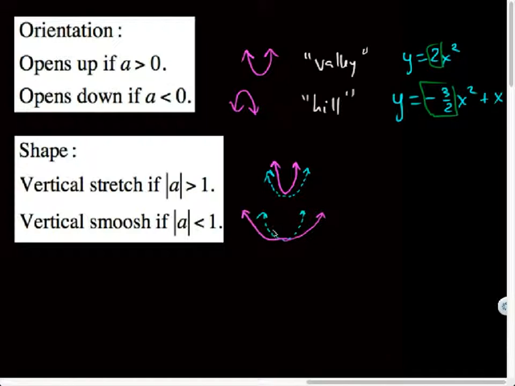Why though? Think about when you smoosh silly putty. It's stretching this way and it's smooshing this way. So a vertical smoosh, I'm pushing down on it. A vertical stretch, I'm pulling up on it. You could also think about a vertical smoosh as a horizontal stretch.